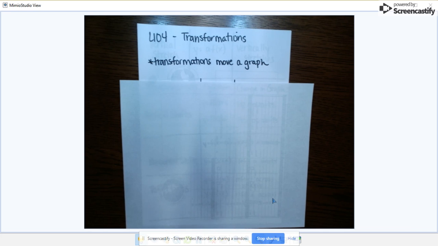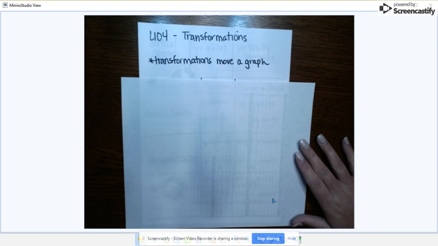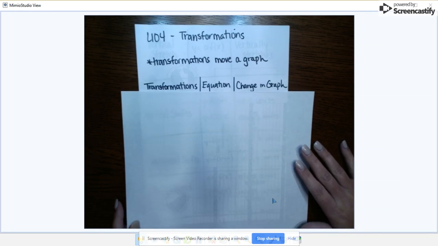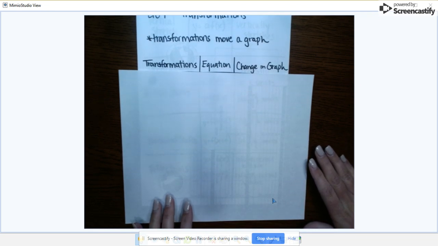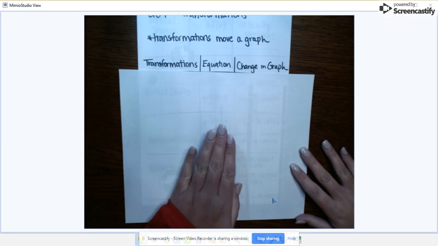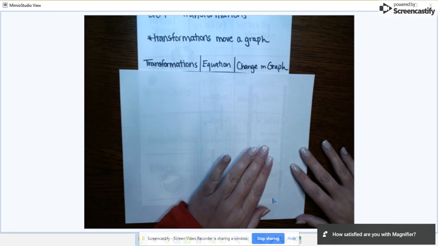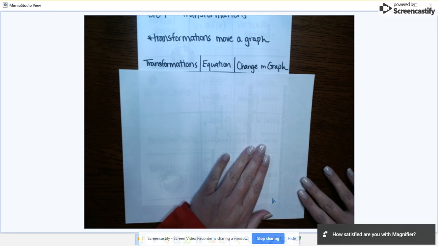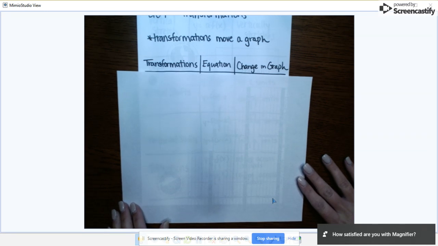Hello, we are going to talk about different transformations today. So just a reminder, transformations move a graph someplace else. I have a table that I'm going to show you that's just going to outline all the transformations that we'll talk about. On the left will be the transformation. In the middle will be what the equation would look like. And then on the right side will be a verbal description of how the graph will change.